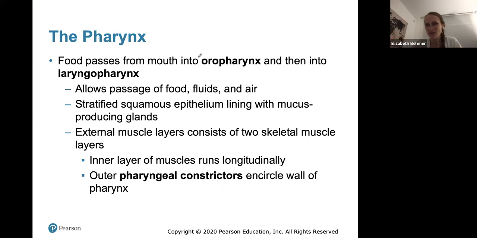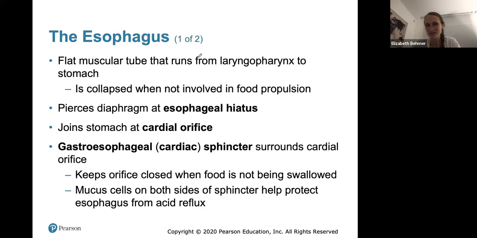The pharynx is just another word for your throat. So food will pass down into your oropharynx, the laryngopharynx. It will not go down your trachea like we learned about on Tuesday, because the epiglottis closes over your trachea so that food goes down the posterior esophagus. The esophagus itself is a flat muscular tube, and it will always be collapsed unless it's involved in food propulsion. It joins the stomach at the cardial orifice. And we have a gastroesophageal sphincter, which will open to allow food to pass from the esophagus into your stomach. It usually takes food about 6 to 8 seconds to get down your esophagus into your stomach.